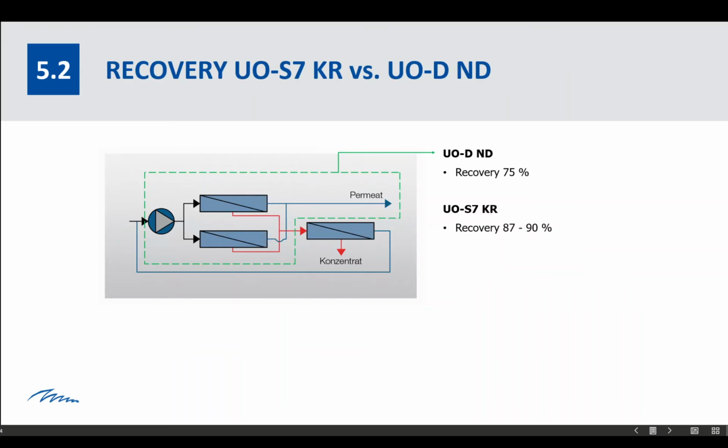So just a small repetition for those who don't already notice, our KR series increases the recovery from 75 to 87 to 90%. So what we are doing, we are using the concentrate of our normal reverse osmosis stage, and we go onto a second concentrate stage realized with a nanofiltration membrane and recirculate this produced permeate, let's call it, of the nano stage back in front to the pump, and so we can increase the recovery up to 90%.